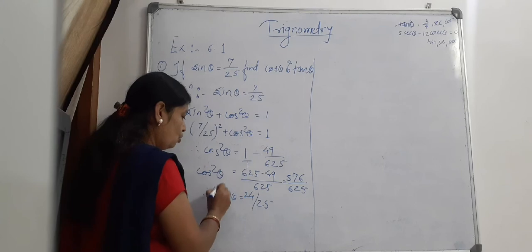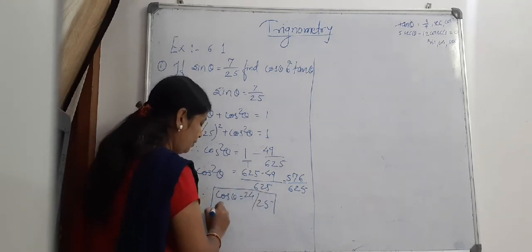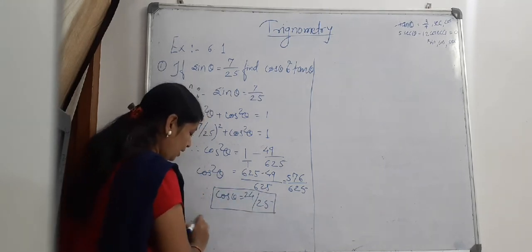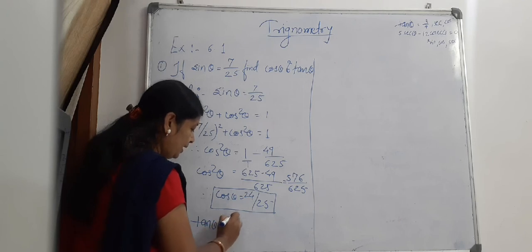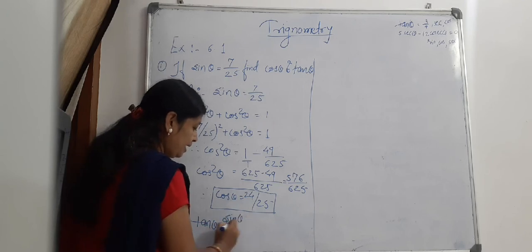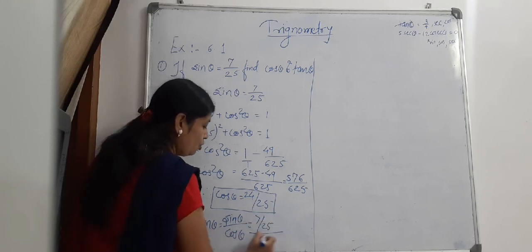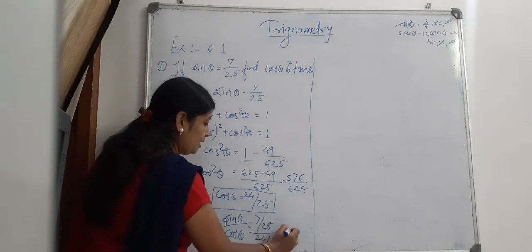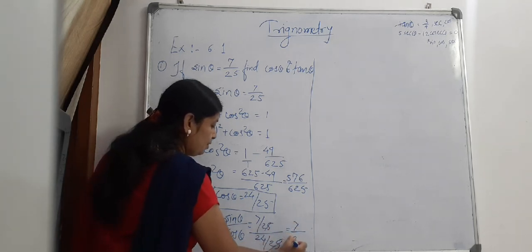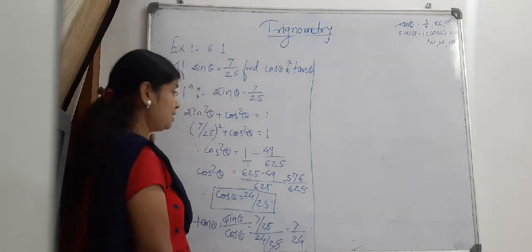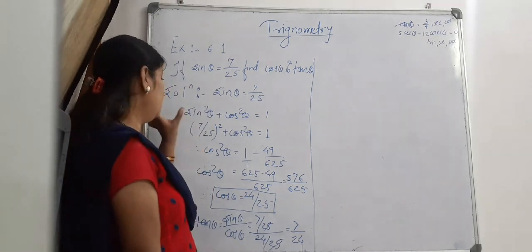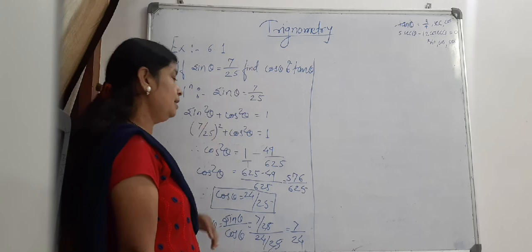Again what do you have to find out? Tan theta. Now cos theta is 24 upon 25. Now what is the formula for tan? Tan theta is sin theta upon cos theta. Now sin is what? 7 upon 25 and cos is 24 upon 25. Here 25 will be cut. What is your answer? 7 upon 24. It is the simple method, easiest method to find the trigonometric ratios.